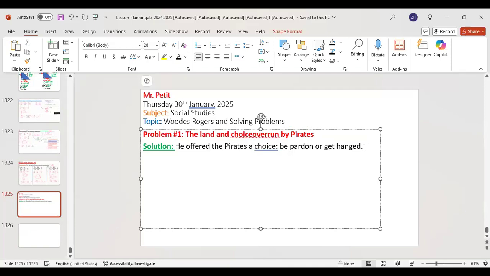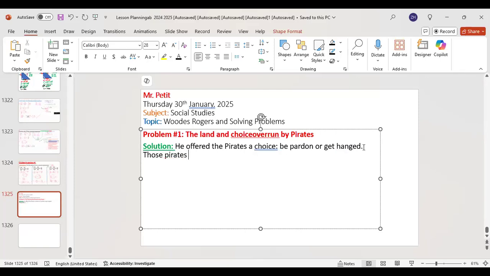But when they say be pardoned or get hanged, that means they can't continue as pirates. So basically he's saying to get pardoned, you have to renounce piracy, right? And if you don't, you will get hanged.